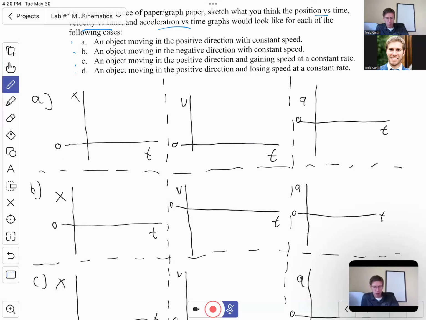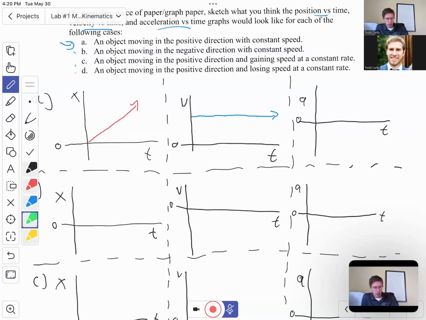So let's start with this first one. We have an object that's moving in the positive direction with constant speed. So since speed is the magnitude of velocity, something moving in the positive direction with constant speed means there's a constant velocity. So maybe it's easier to start with the second graph. Let's just start with velocity, a positive constant velocity. So I'm going to have a flat positive curve that looks something like this. And what that means for my position is that, since velocity is the rate of change of the position with respect to time, my position is going to have a constant positive slope. So it might look something like this.